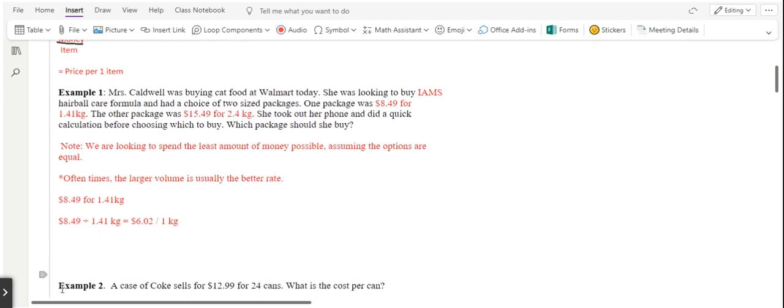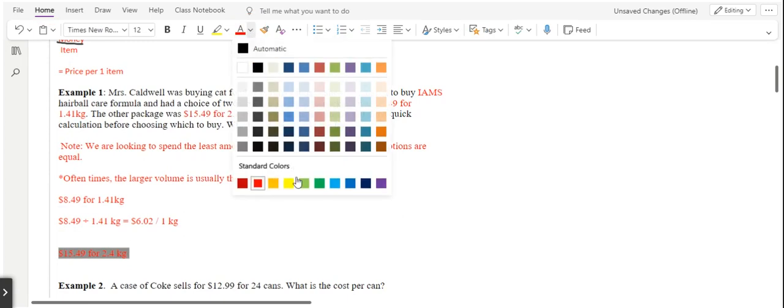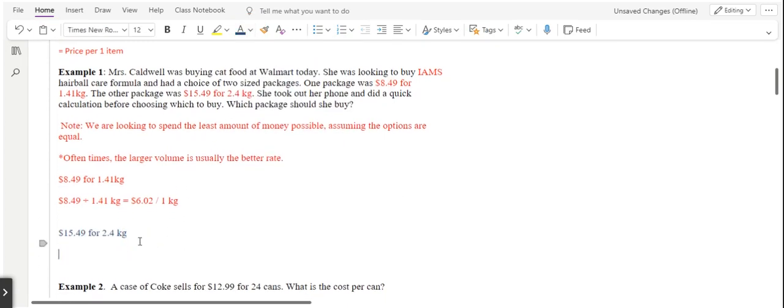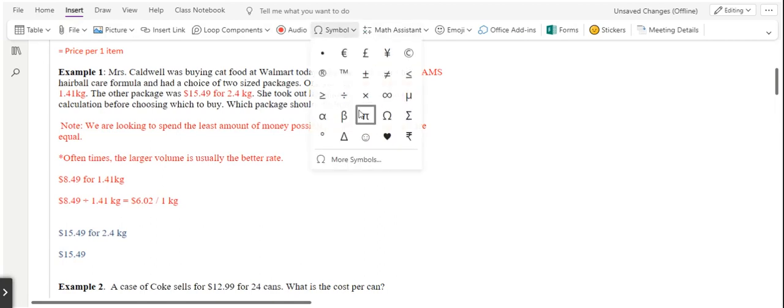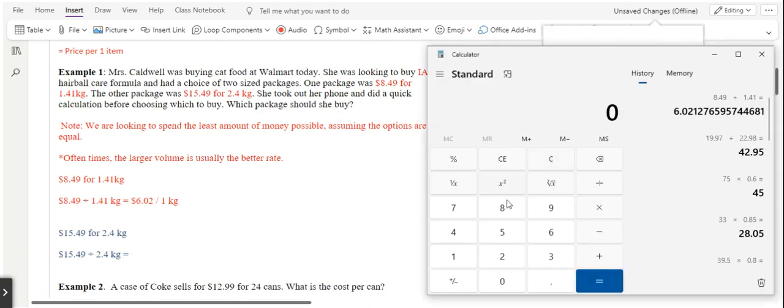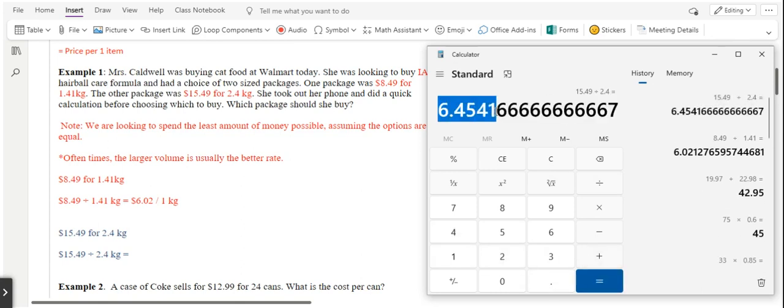And so we'll work in a little bit of a different color just so we can easily differentiate between these. So we'll put this in blue. And so we want to take our 15.49 and divide this by 2.4 kilograms, 15.49 divided by 2.4, and you're going to get this number. So the 645 number.